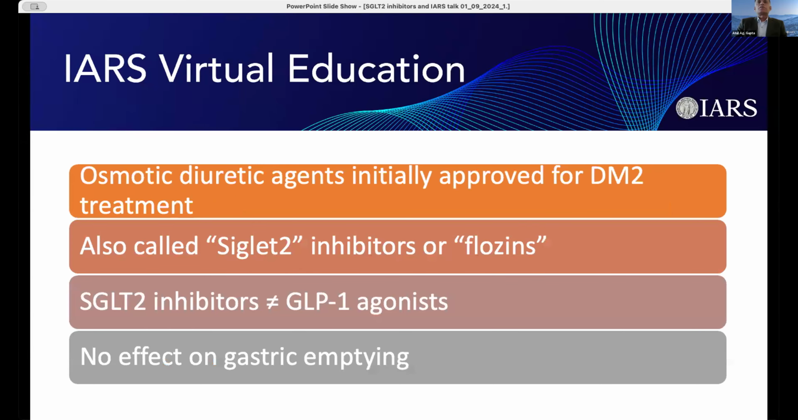So what are SGLT2 inhibitors? These are osmotic diuretic agents which were initially approved just for diabetes treatment, but their use has expanded over the years. They are also commonly pronounced as flozins. Just to clarify, SGLT2 inhibitors are not like GLP1 agonists. The reason I bring this up is that there is a common misconception amongst many anesthesia providers, at least the people I've talked to, who confuse SGLT2 inhibitors with GLP1 agonists. They have no direct effect on gastric emptying.